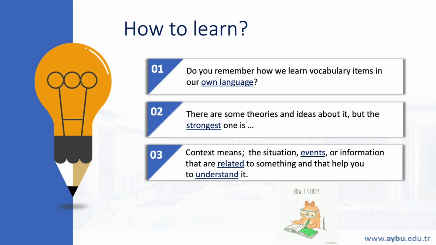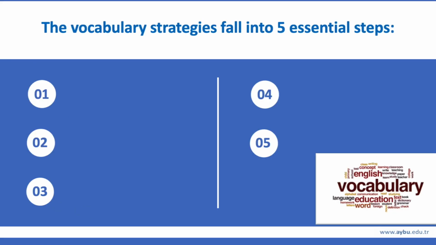That's why in our books, we have different units and different topics every day. As you all know, one week we're talking about money, for example, but the other week we're doing activities related to the topic environment. In this way, we are trying to create a context and a theme for you to teach vocabulary. Let's move to 5 important steps to learn new vocabulary items.